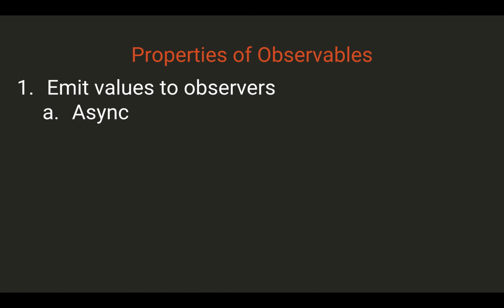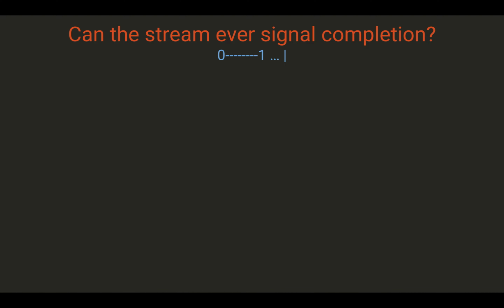So what we're going to do throughout this presentation is build up a list of properties, things that we know about observables. And right now we don't know too much. We know that they emit values to observers, and we've seen that they can do so asynchronously. So every 1,000 milliseconds, new values come in. So that's really all we know. But by the end of it, hopefully we know a lot more than that. So one of the first questions we asked is, can the stream ever signal completion?